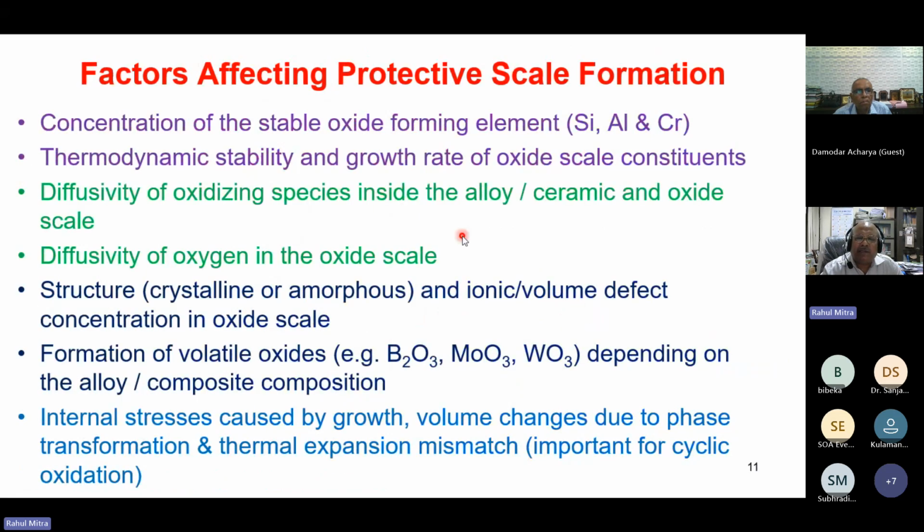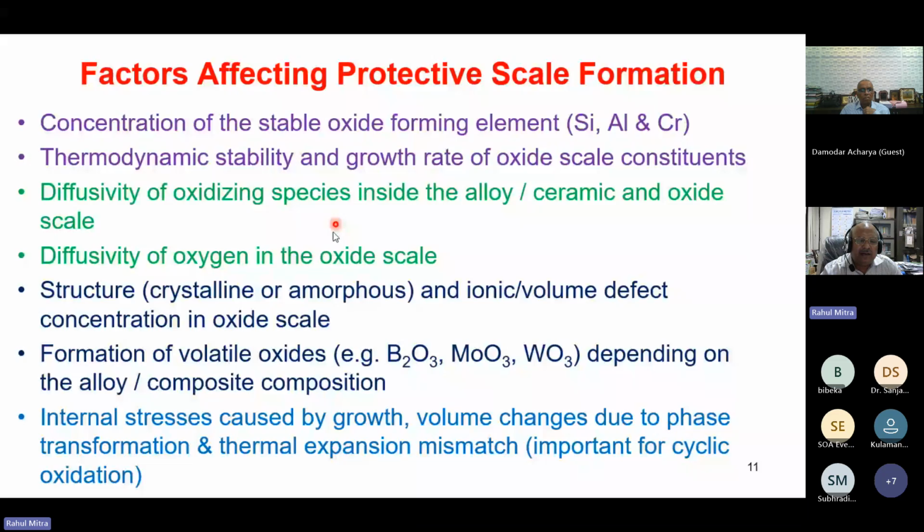So the factors affecting protective scale formation are the concentration of stable oxide forming elements like silicon, aluminum, and chromium. A higher concentration will mean a higher activity of these elements, and then the oxide scale formation is faster. Then there is the thermodynamic stability and growth rate of the oxide scale constituents, which we already discussed. It should be thermodynamically stable compared to other oxides, then it forms quickly and it is not reduced by other metals. And the diffusivity of oxidizing species should be as low as possible. The diffusivity of oxygen in the oxide scale should be as low as possible.